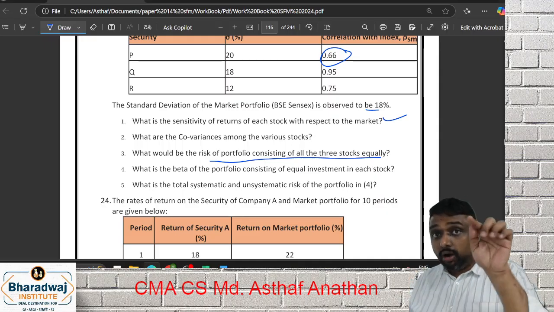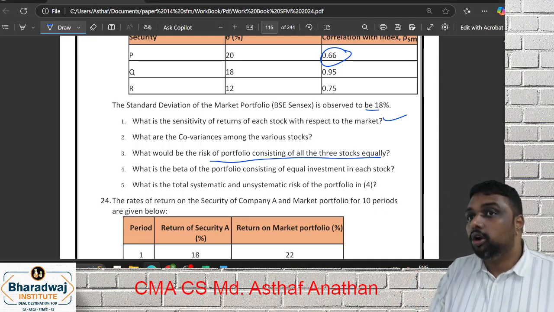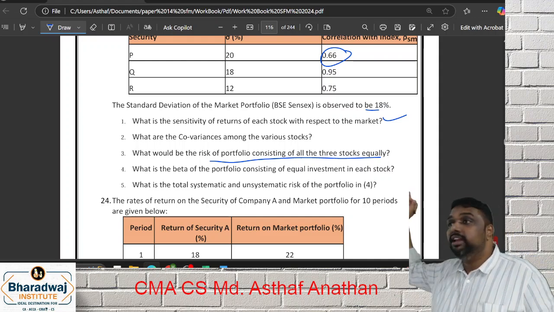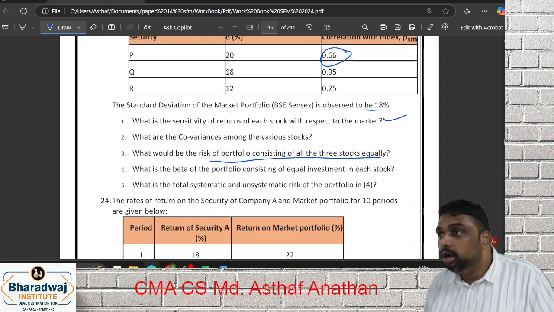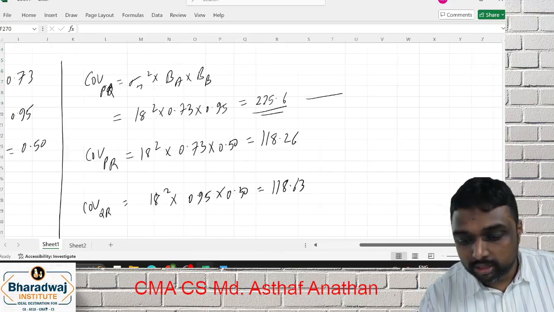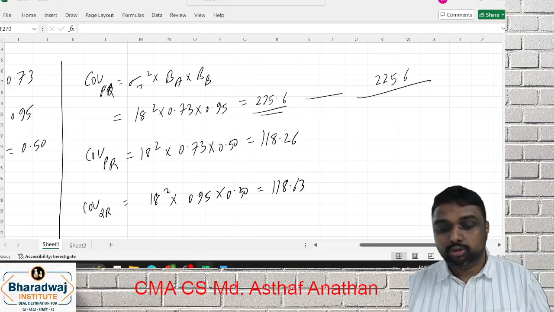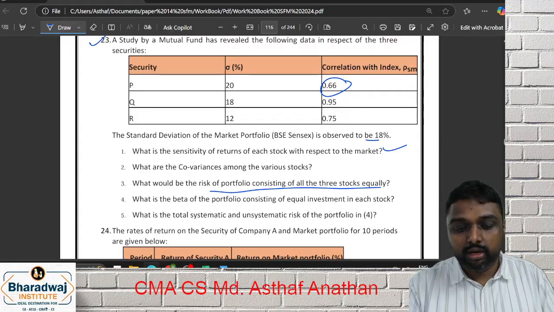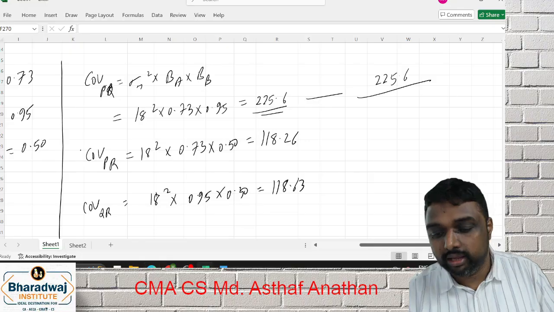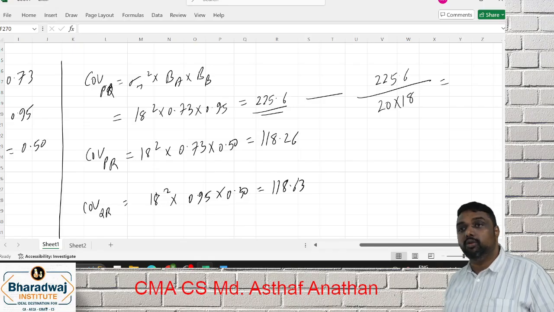Already for this, if you want to find this out, you should get the correlation. How will we get the correlation? Already we have the covariance. So with this covariance we can find the correlation. How? The covariance is 225.6. So PQ: P's standard deviation is 20, Q's is 80. So you have to multiply 20 by 80. What is the answer, friends? This is how you have to find the correlation coefficient.